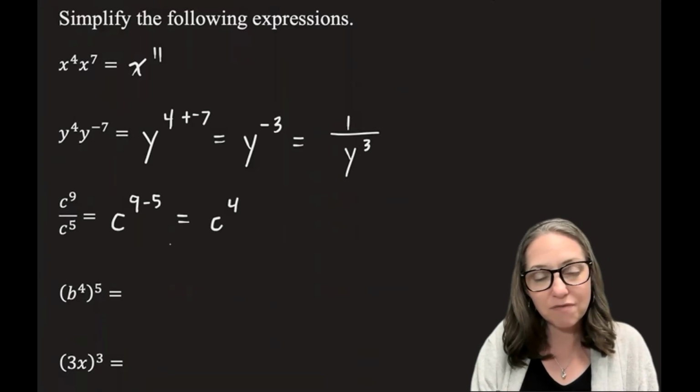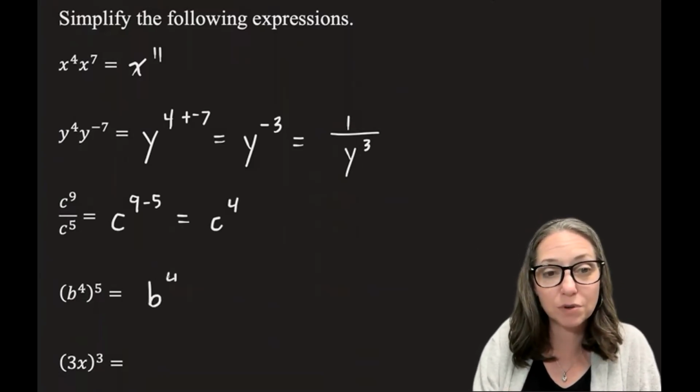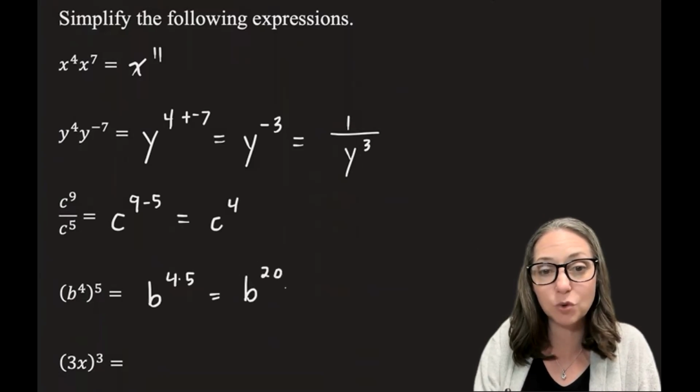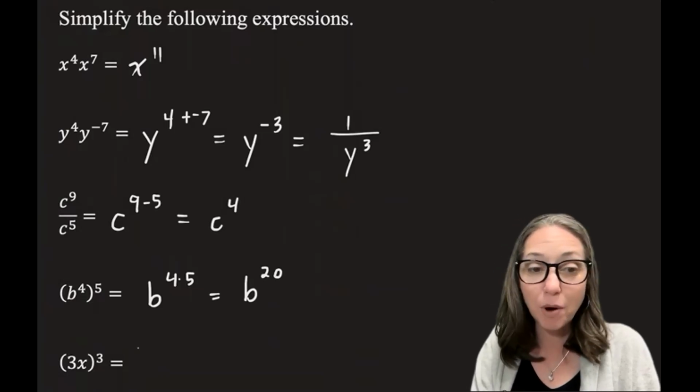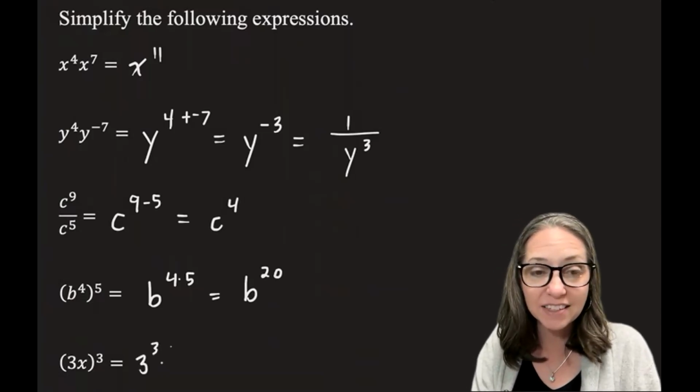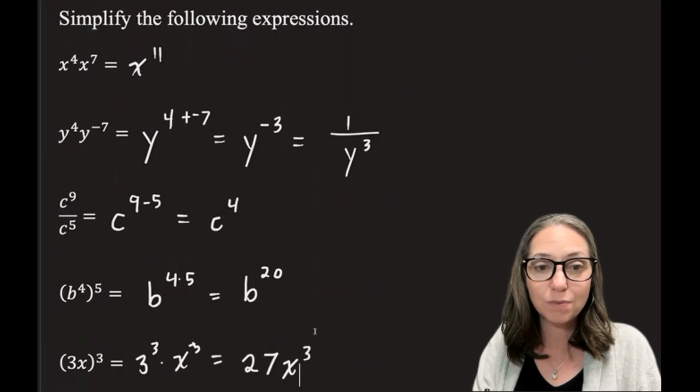b to the 4th all to the 5th, we're going to multiply a base to a power all to another power. We multiply those two numbers, 4 times 5, to get b to the power of 20. And then 3x all cubed, we can cube both the 3 and the x. That's equivalent to 3 cubed times x cubed, a little 3 there, which simplifies to 27x cubed.